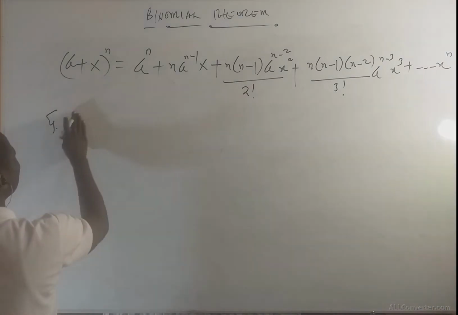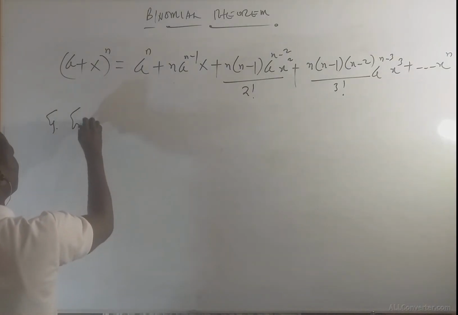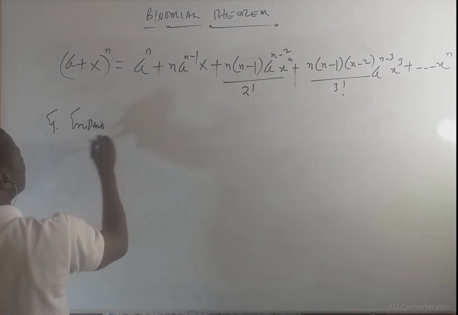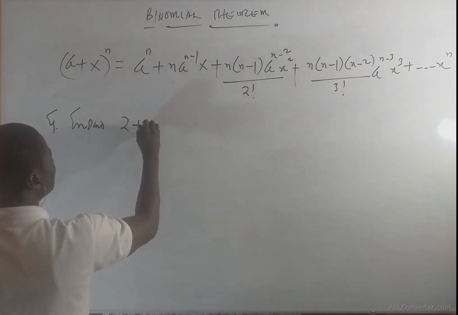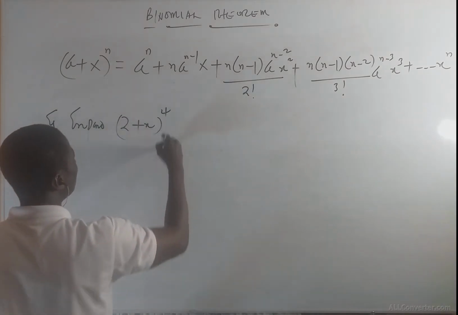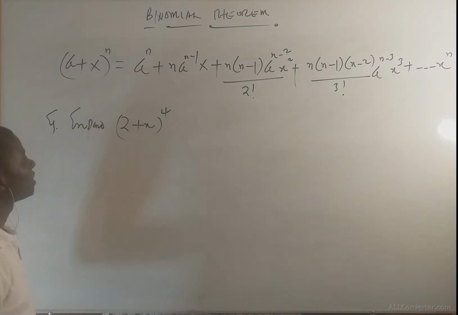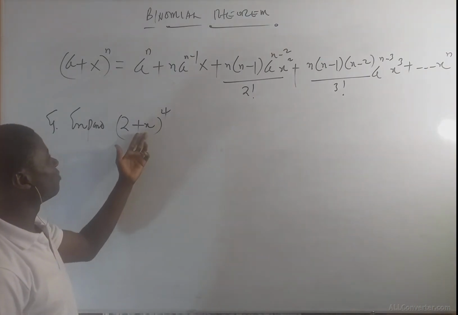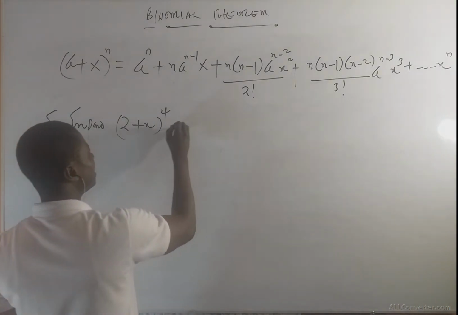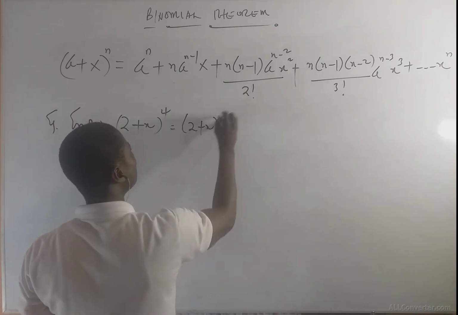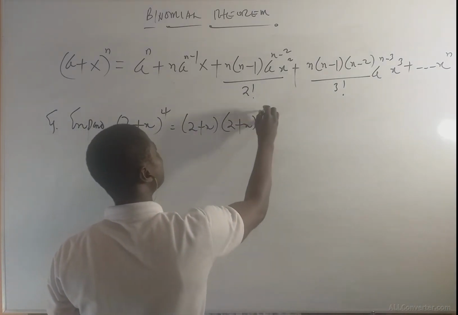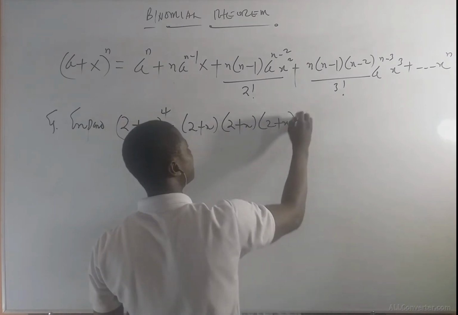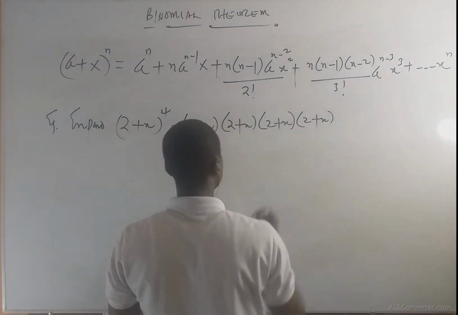Assuming that you are asked to expand 2 plus x exponent 4. If you have to expand this, take note that this one is the same as multiplying this by itself. That is 2 plus x times 2 plus x times 2 plus x times 2 plus x. And this is very tedious.